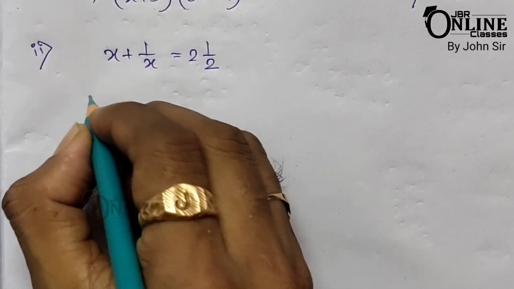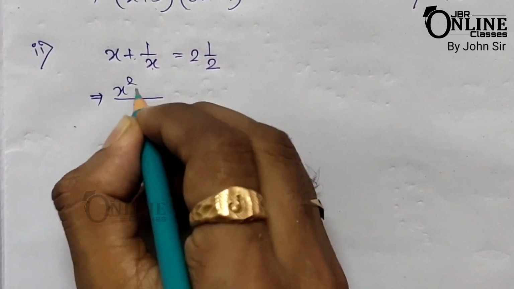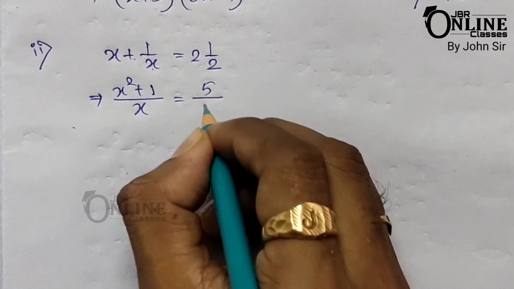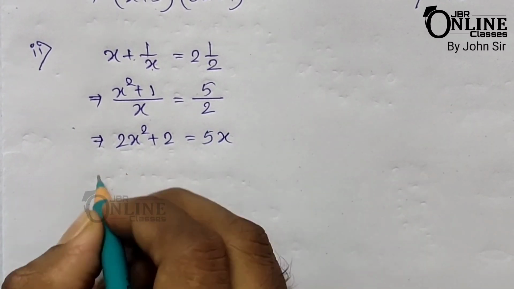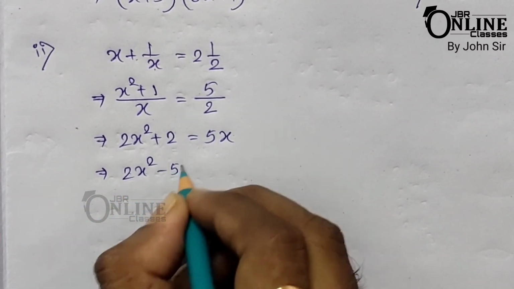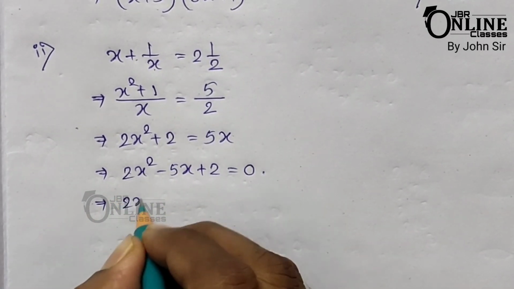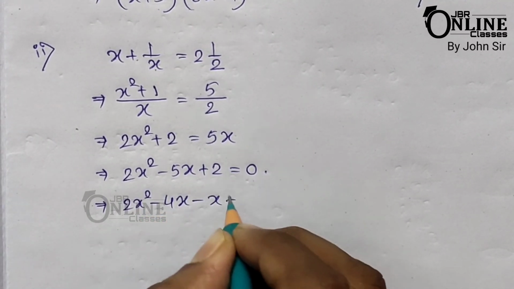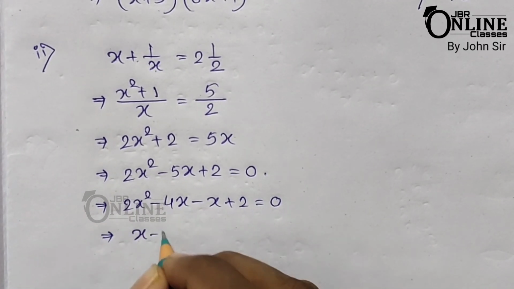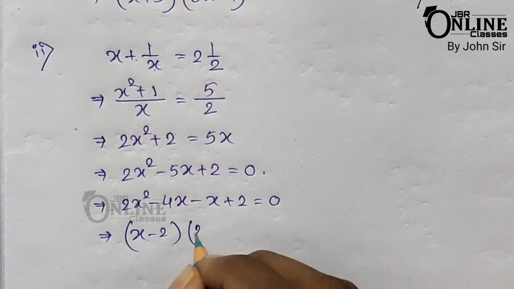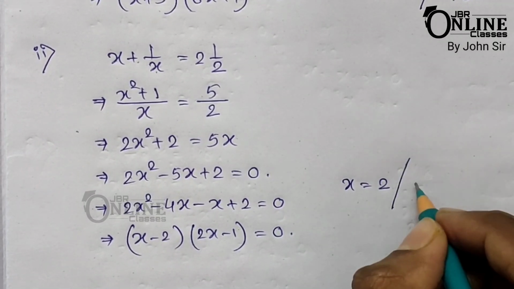Sum number 9-2. So here x + 1/x = 2 1/2. So that means if x is the LCM, (x² + 1)/x = 5/2. Now cross multiply: 2x² + 2 = 5x. So here 2x² − 5x + 2 = 0. Now 2 into 2 becomes 4. So 2x² − 4x − x + 2 = 0. So from that equation you will get (x − 2)(2x − 1) = 0. So here the answer is x = 2 or x = 1/2.